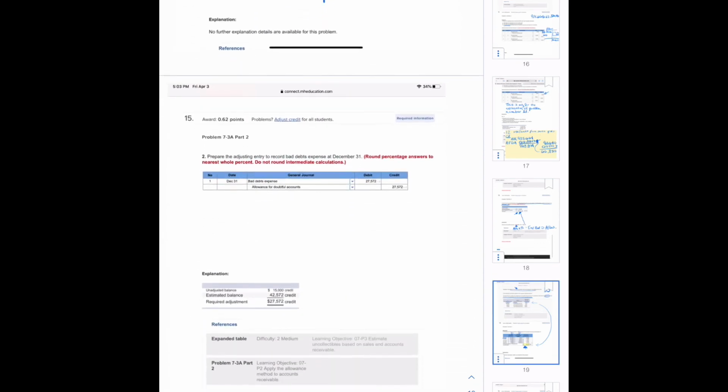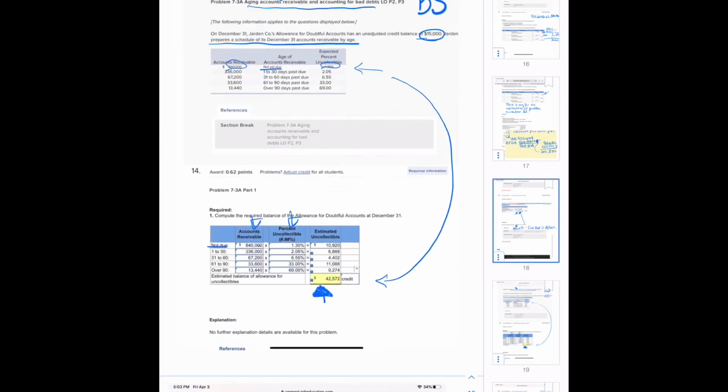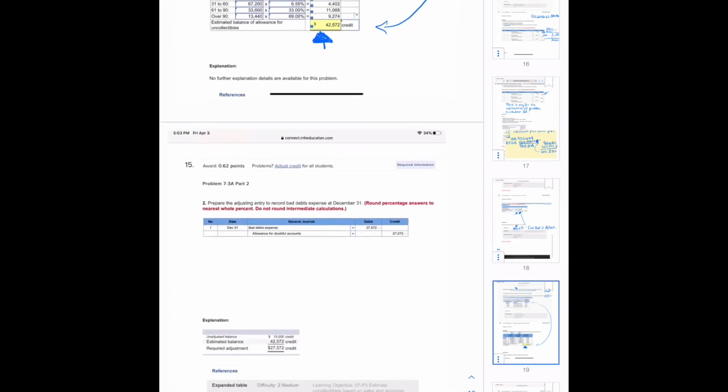Now, number 15 wants me to actually do the journal entry. So in this case, what we do is we say, well, what was my beginning balance in allowance for uncollectible accounts? My beginning balance was $15,000 in this allowance T account. Then I've got to add in my current year bad debt expense to get me down to $42,572, which is my ending balance. And the only thing I would have over here typically is my write-offs, unless my beginning balance happens to be a debit.